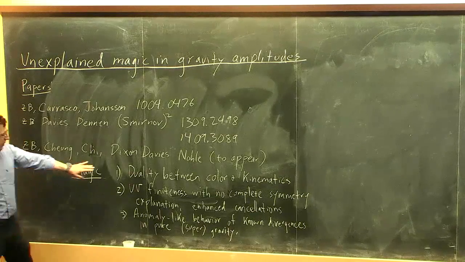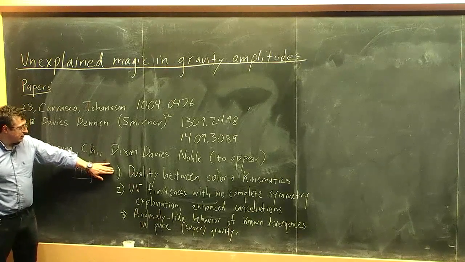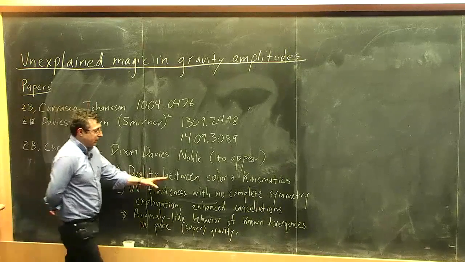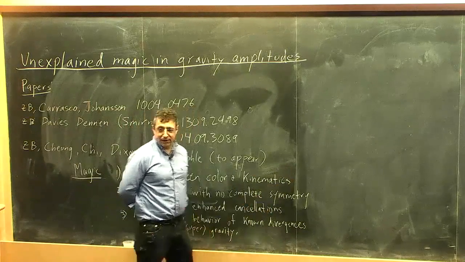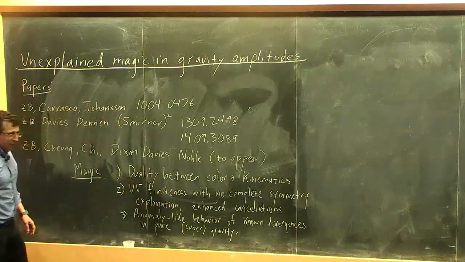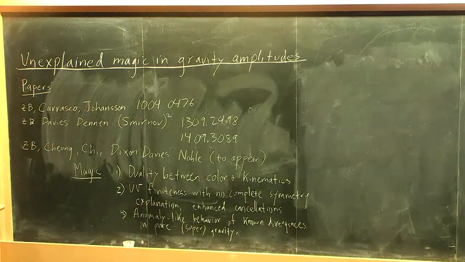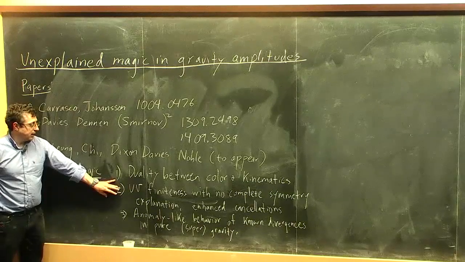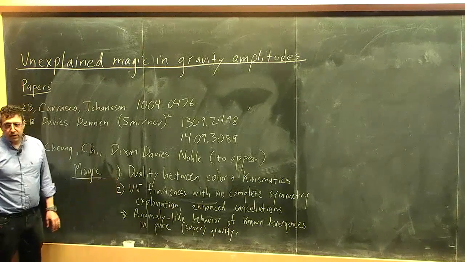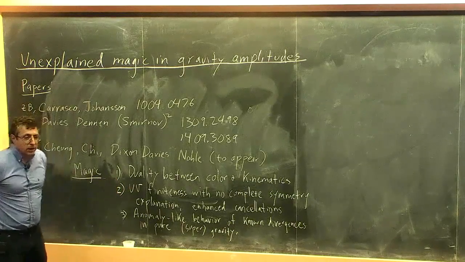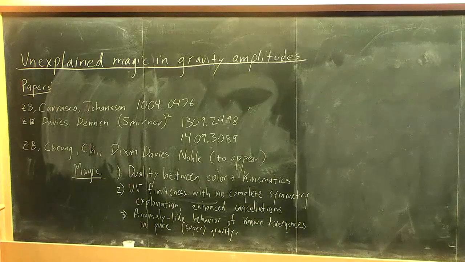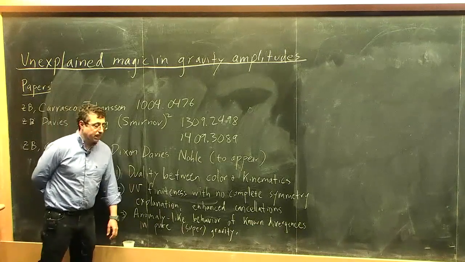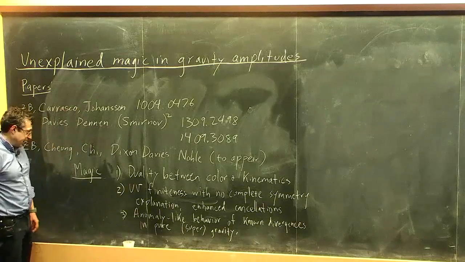And I'll be talking about three topics. So one is pretty old. Maybe many of you have heard about it, this duality between color and kinematics. Certainly this is something that counts as magic. And then I'm going to show you other magic. That's examples where you find what look like valid counterterms, but they have zero coefficient. So that's definitely in the class of magic.